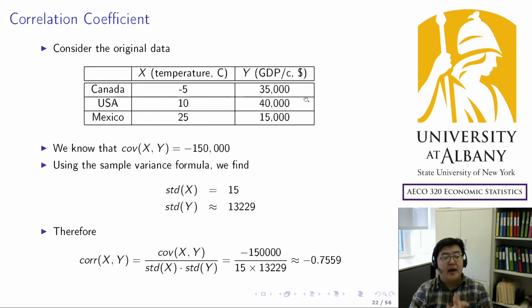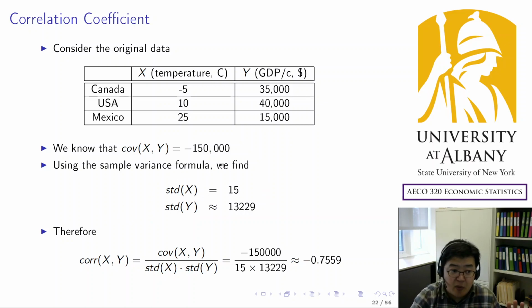Okay, then coming back to our numerical example. So think about this. We know that the covariance was minus 150,000, right? So then, to calculate the correlation coefficient from the covariance, what we need is just their standard deviations. Standard deviations should be calculated to obtain the correlation coefficient.